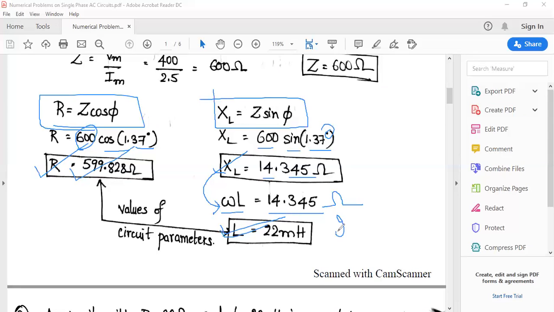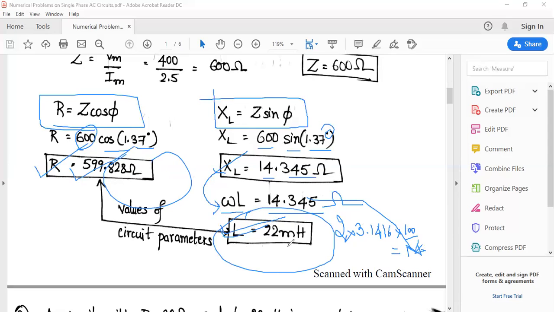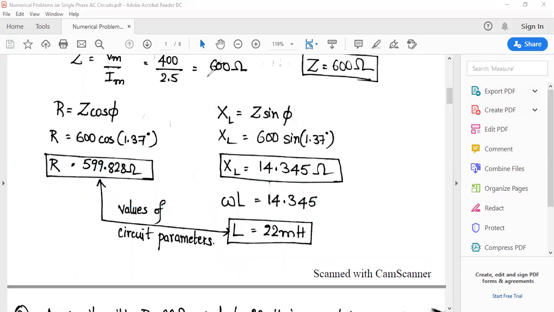So omega is 2 into 3.1416 into f, that is 2 pi f. So what is the frequency? We can take the frequency as 100, as mentioned in the problem. So that will be equal to 14 point, this value we can equate it. So that's how you are going to get the resistance as 600 ohm, and L is 22 millihenry. Okay, that's how we can proceed with the given solution for the first problem.